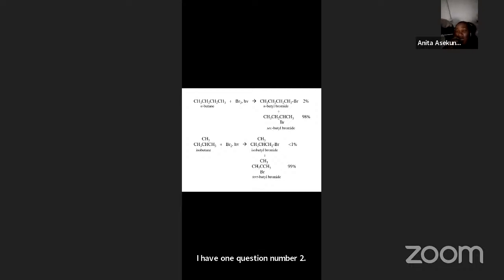Using bromohexane, classify bromohexane into primary, secondary, and tertiary alkyl halides. I hope you are getting the question. That's question 3. What are the sources of... Ma, I did not get question 2, please. Classify bromohexane into primary, secondary, and tertiary alkyl halides.